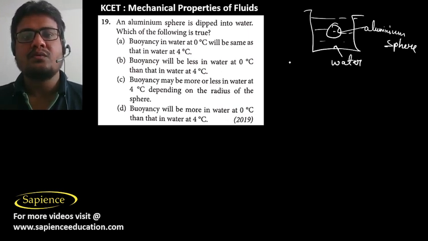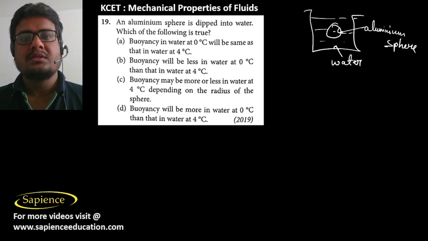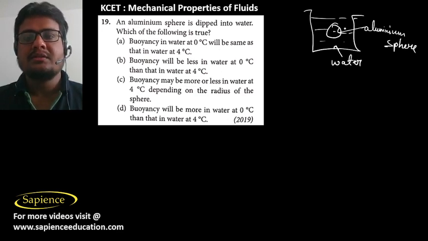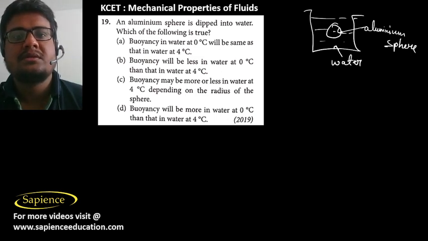Buoyancy in water at 0 degree Celsius will be the same as that in water at 4 degree Celsius. Buoyancy will be less in water at 0 degree Celsius. Buoyancy will be more.